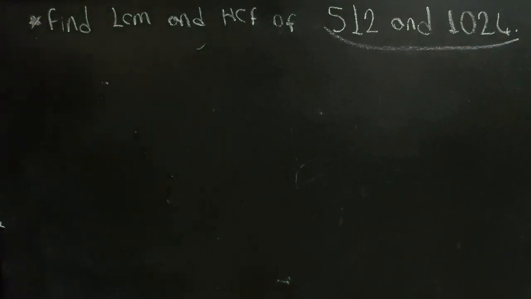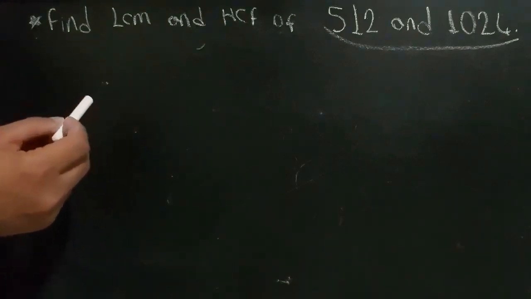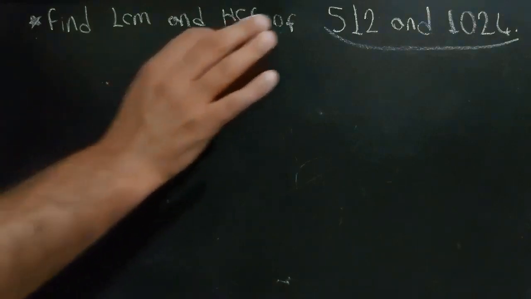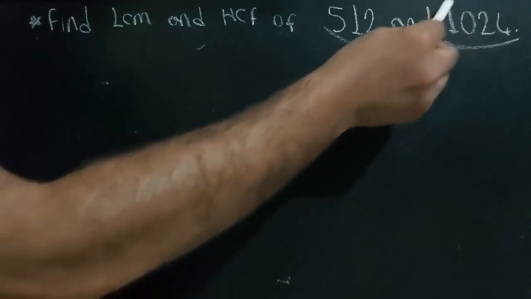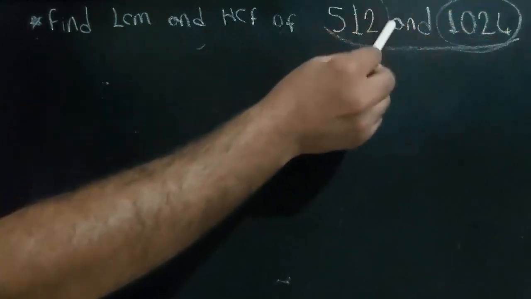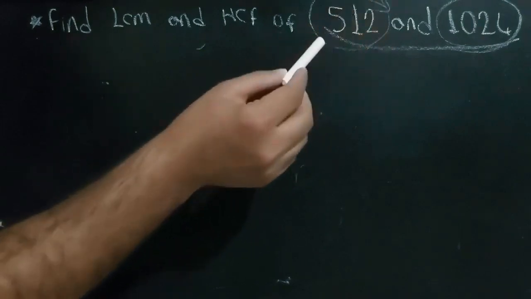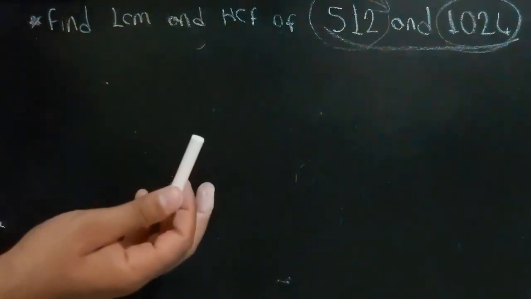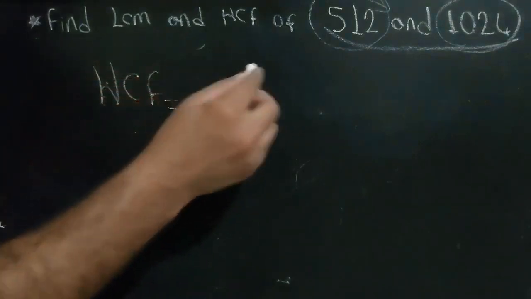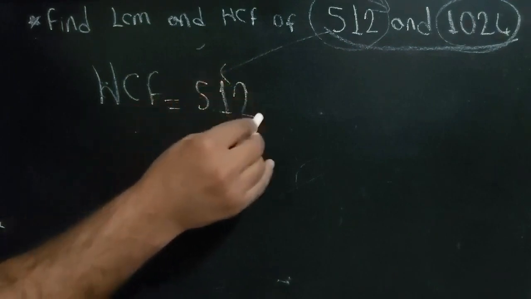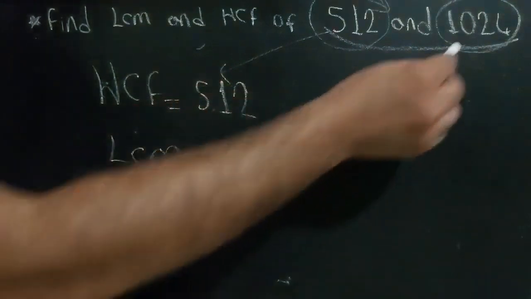Alright, now let's solve this question. Find LCM and HCF of 512 and 1024. See, if the question doesn't ask you for the operation, you don't have to do the operation for this question even. When you get the bigger number from the smaller number by multiplying by any number, that will be HCF, the smaller number, and LCM, the bigger number.